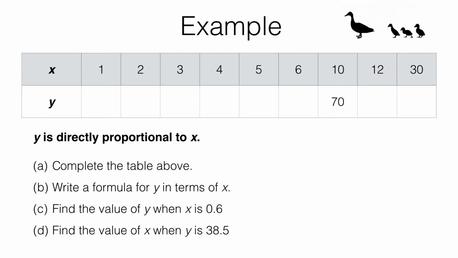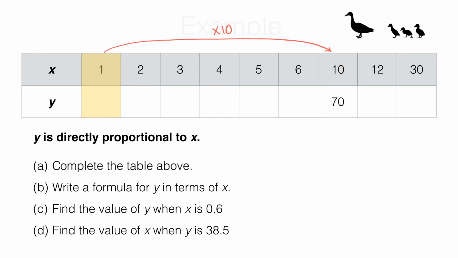Now, in this example, we are told that y is directly proportional to x. We are also given that when x is 10, y is 70. First, we need to complete the table. So let's think. If x is 1, what would y be? Remember, if we multiply x by a scale factor, we would have to multiply y by that same scale factor. So, to go from 1 to 10, we would have to multiply by 10. And that means to go from this y value to 70, we would also have to multiply by 10. So that missing y value there is 7.